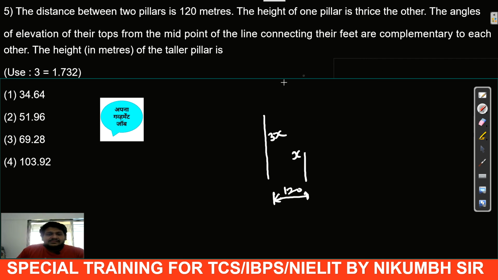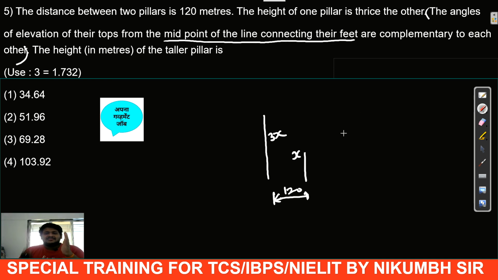Thrice. The angles of elevation of their tops from the midpoint of the line connecting their feet are complementary to each other. Now just observe this statement, a very good statement to confuse you. And we have to find the height of the taller pillar. So how to do it, now we will see. Again we will read: the angle of elevation of their tops from the midpoint of the line connecting their feet.